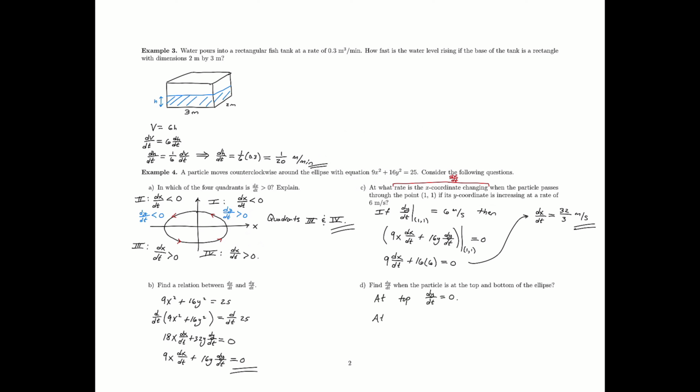And we can use the same argument for the bottom. At the bottom, dy dt must also be 0. And the explanation is just what we said. Let's just apply it to the bottom now. If we are in quadrant 3, y is getting smaller, so dy dt is negative. And then in quadrant 4, dy dt is positive because y is getting bigger. We can't go from a negative value to a positive value unless we pass through 0. Since there's only one location we don't know about, it has to be right here. So 0.